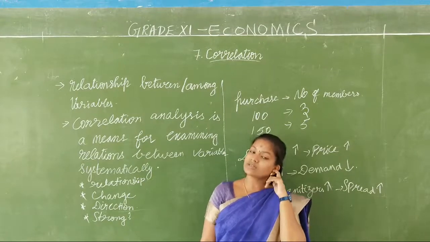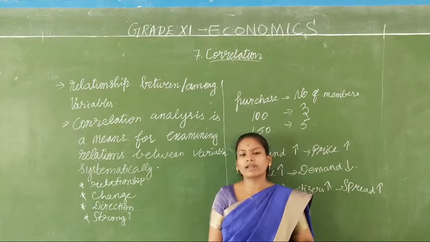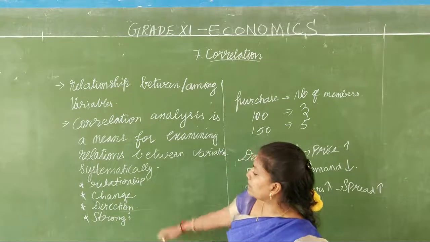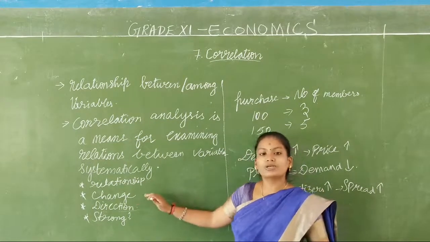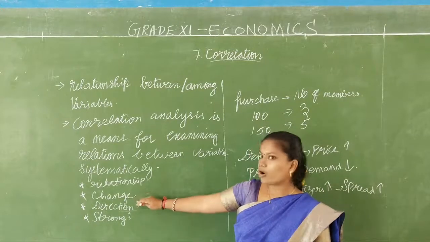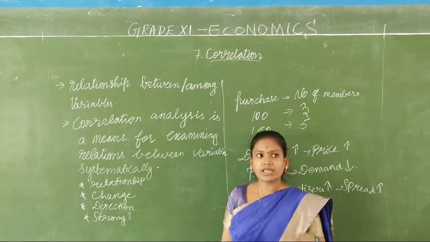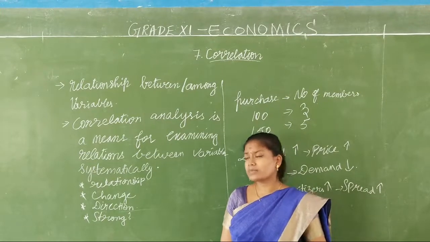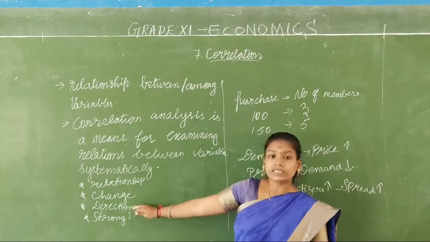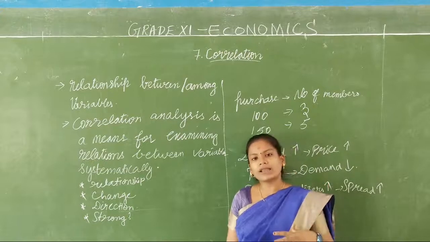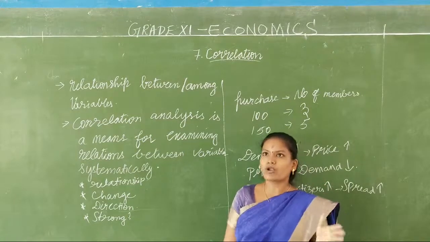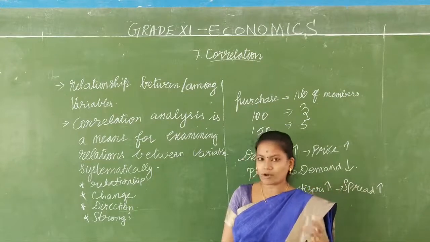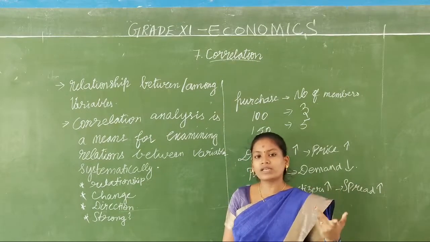So what are the questions asked when you discuss correlation? When you discuss relationship analysis systematically, you talk about the relationship between two variables. You talk about the change, like if one variable's value changes, does the other variable's value also change? The direction: do they move in the same direction or in the opposite direction? That is called positive correlation and negative correlation. Positive means moving in the same direction, negative means opposite.